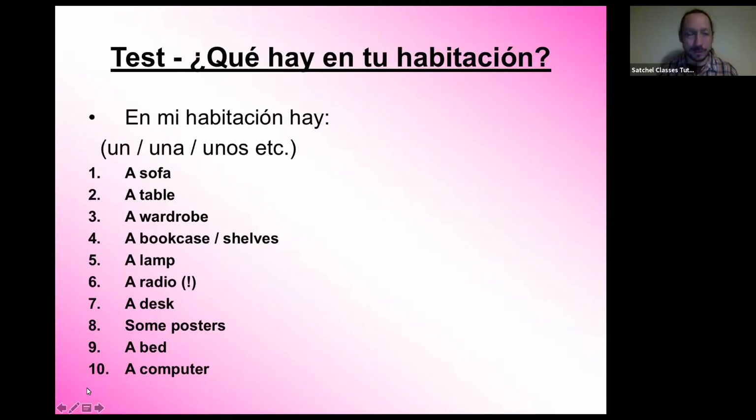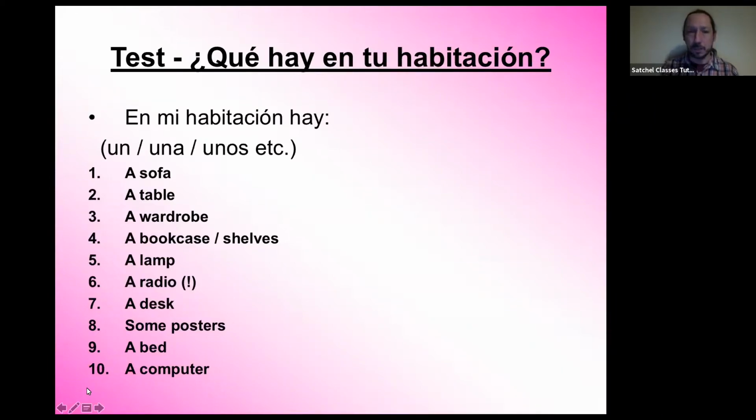Hola de nuevo. I'm back. I hope you managed to translate some of those. Now I'm just going to give you what they translate into in Spanish. A sofa is un sofá. A table, una mesa. A wardrobe, un armario. A bookcase or shelves, un portalibros. A lamp, una lámpara. A radio.